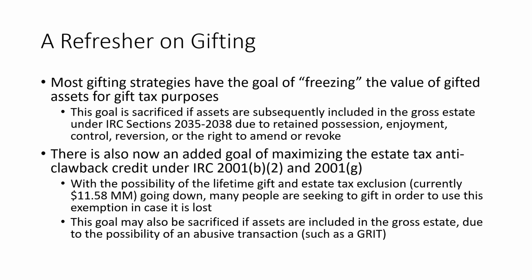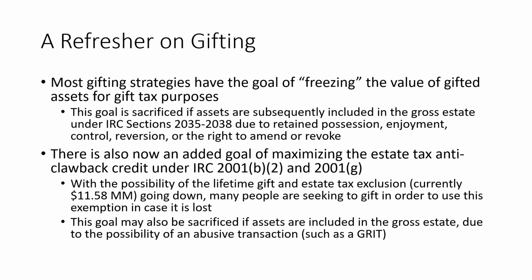Now, there's also an added goal that we've talked about in previous episodes where if the exclusion amount does go down, there is an estate tax anti-clawback credit that says if you use up some of that exclusion, which is currently $11.58 million on taxable gifts, and it goes down to an amount under what the available exclusion is at the time of your death, you can get a credit for the difference. So a lot of people are gifting to use this exemption, and with this credit, you're not necessarily as worried about whether assets are included in the gross estate, because even if they are, it creates a tax-neutral transfer that really kind of mirrors what would have happened if you had died holding those assets with an $11.58 million exclusion.